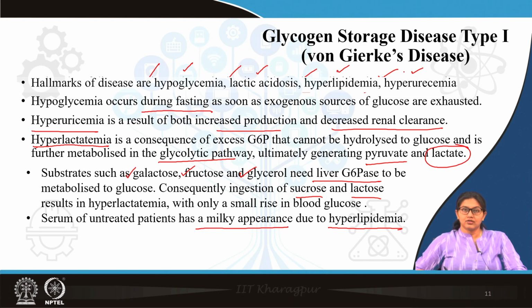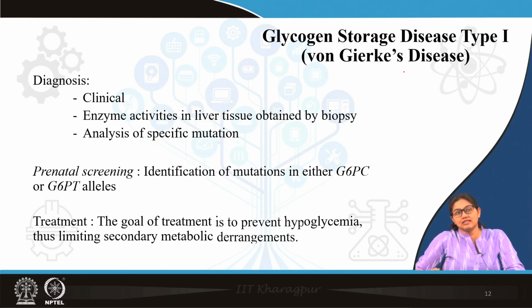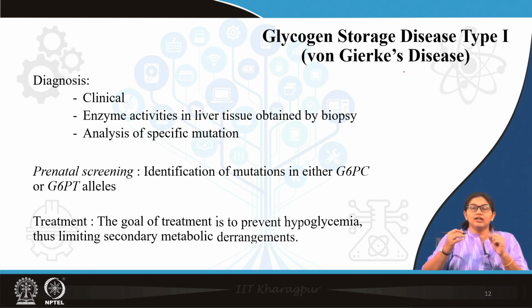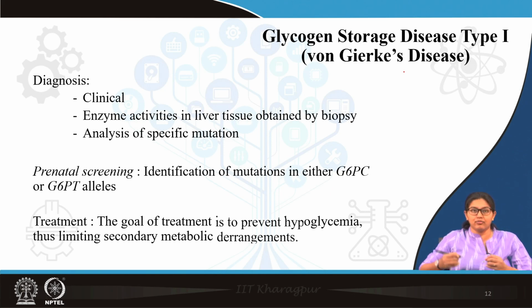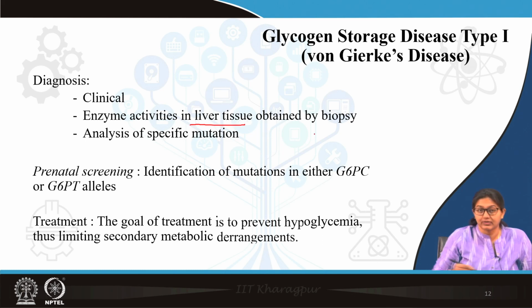hyperuricemia. So, finally, how is this von Gierke's disease diagnosed? It is most important that the clinical manifestations are concerning in these patients. So, basically neonates who present with fasting hypoglycemia, growth retardation, seizures are checked for the presence of these glycogen storage disorders. Now, how are they detected in the laboratory? By assessing the enzyme activity, glucose 6-phosphatase activity, which is obtained from liver biopsy.